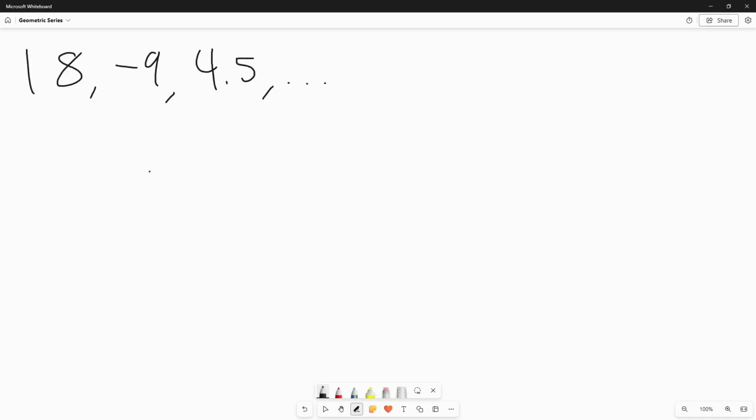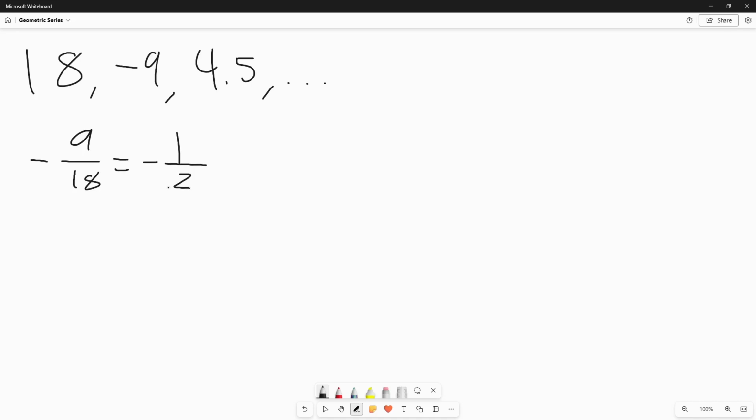So if you have a geometric sequence like this, where it goes on forever, we need to figure out if it converges or diverges so we can see if the sum exists or not. To do that, first we need to find the ratio, or r, and to do that we can divide any term by the term before it. So let's do negative 9 and 18. So negative 9 over 18 equals negative 1/2.